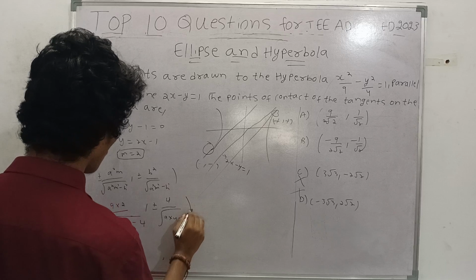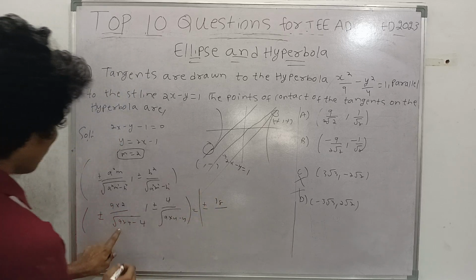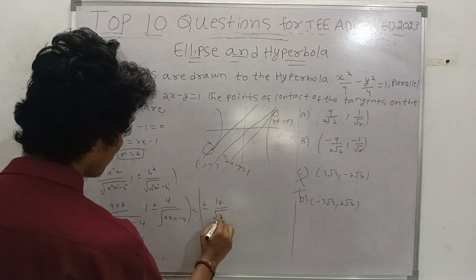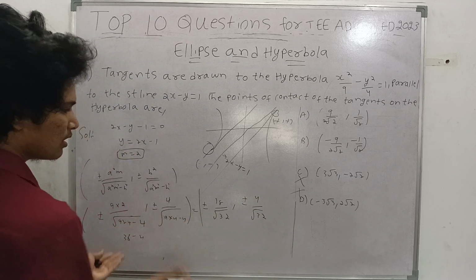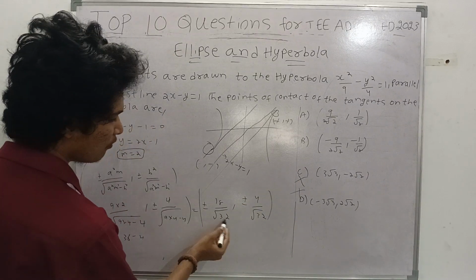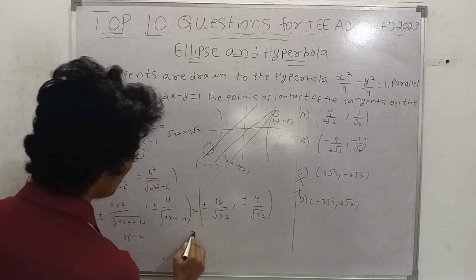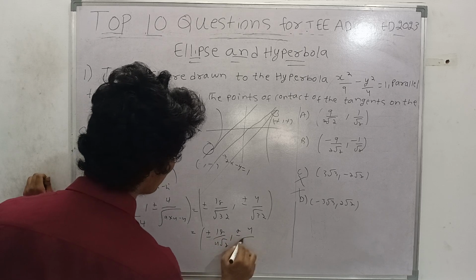So if you observe carefully, what is coming: plus or minus 9 2s are 18 divided by 9 4s are 36 here, minus 4. 36 minus 4 is 32, so it will be root 32, comma, plus or minus 4 divided by root 32, because both are the same. So what is root 32? Root 32 we can write as 4 root 2. So I am writing like this: plus or minus 18 divided by 4 root 2, comma, plus or minus 4 divided by 4 root 2.